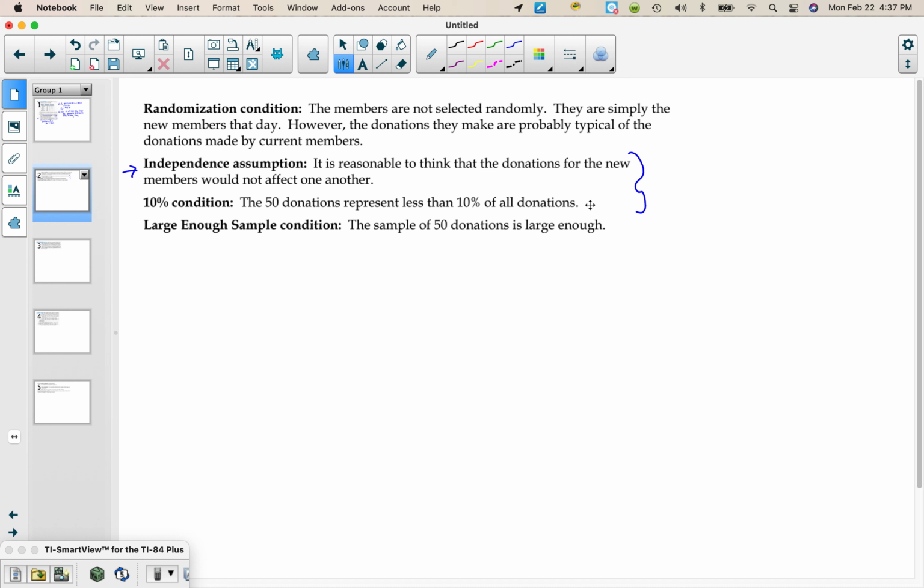Or you can even talk about like the 50 new memberships represent less than 10% of all of the memberships. And large enough sample condition, the sample of 50 donations is large enough. Now remember what I told you, I said n is greater than 40 is kind of our threshold amount that we're looking at. And since 50 satisfies that, it's large enough. So remember we've got randomization, large enough but not too large are our three ideas. And this 10% condition is really the same as our independence part.